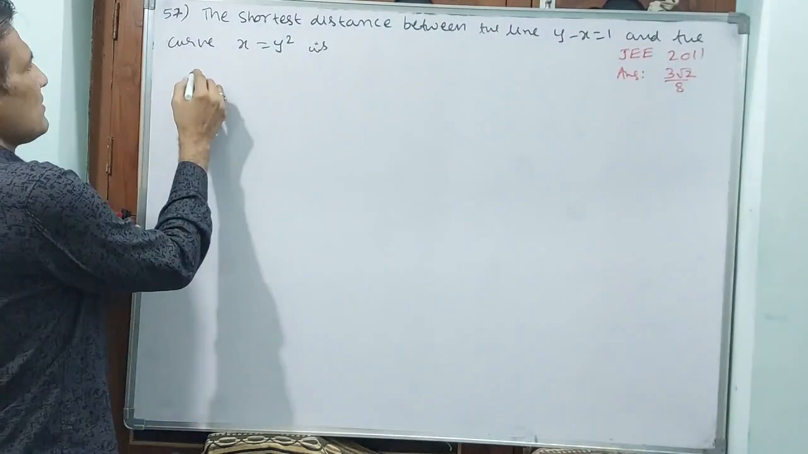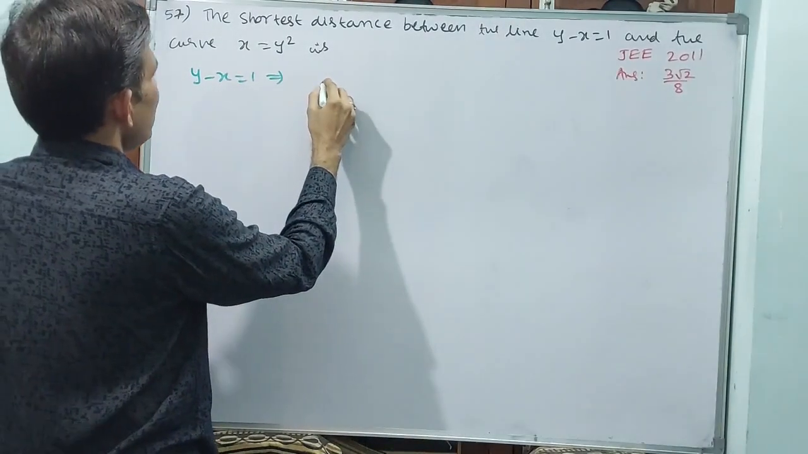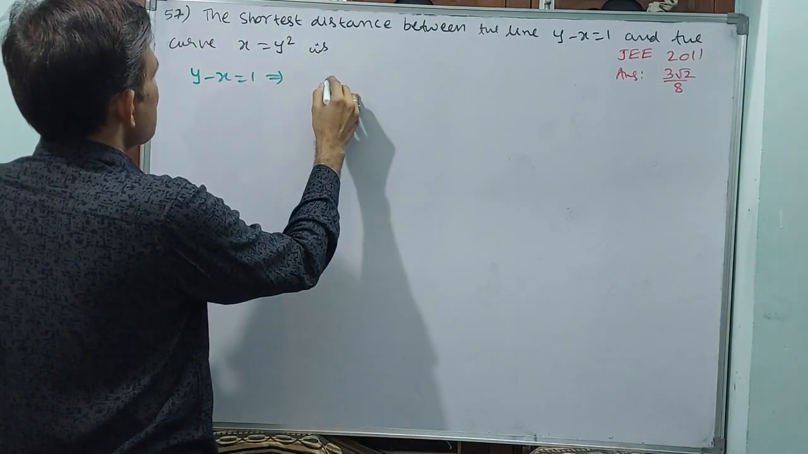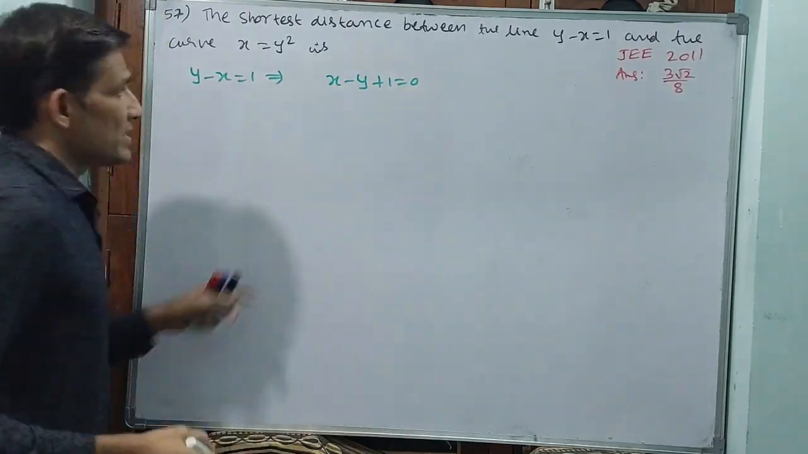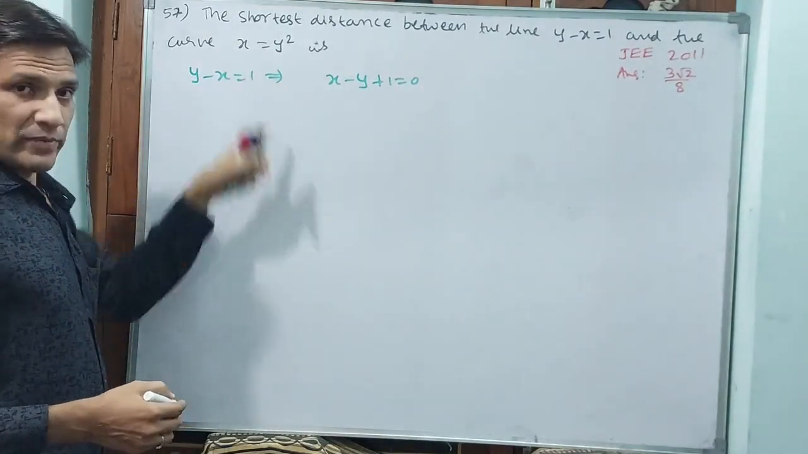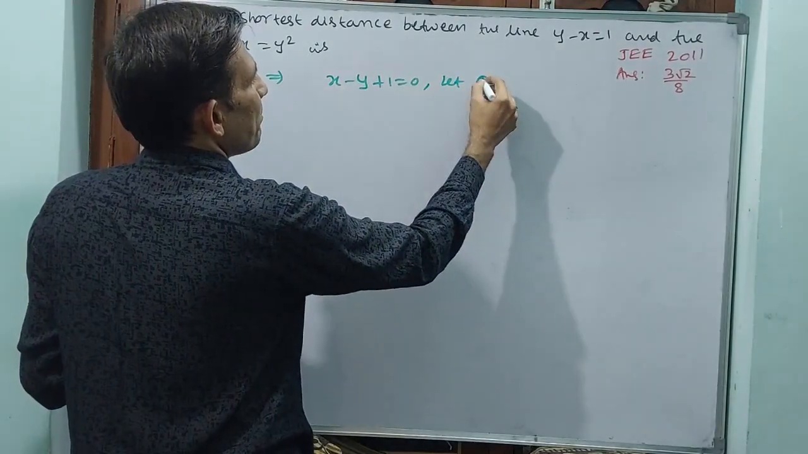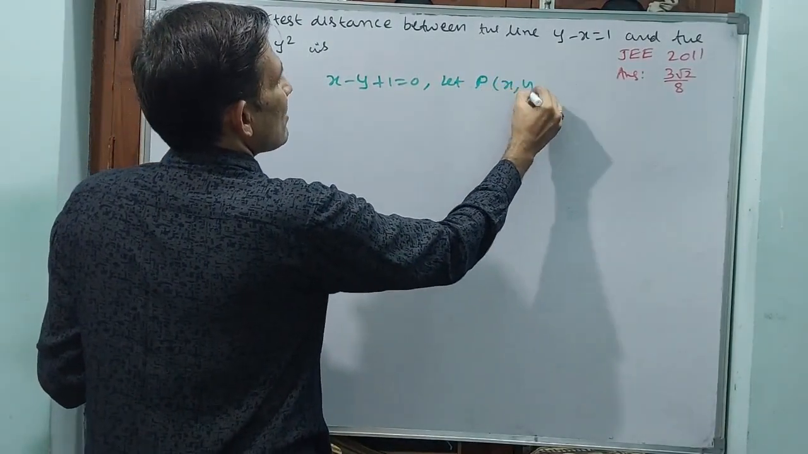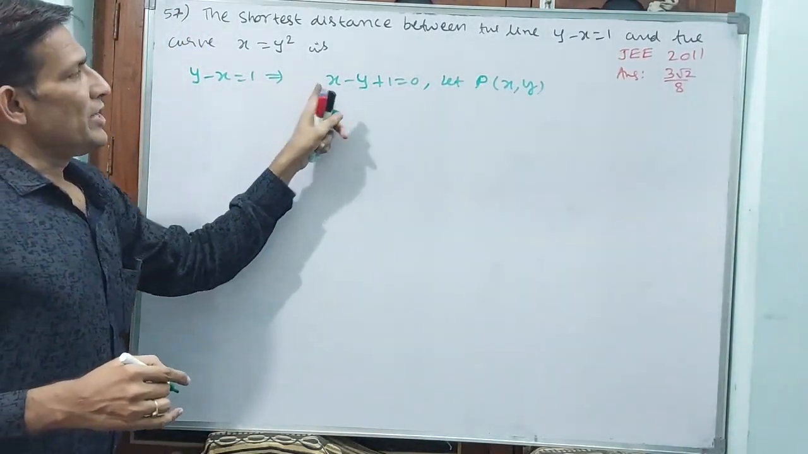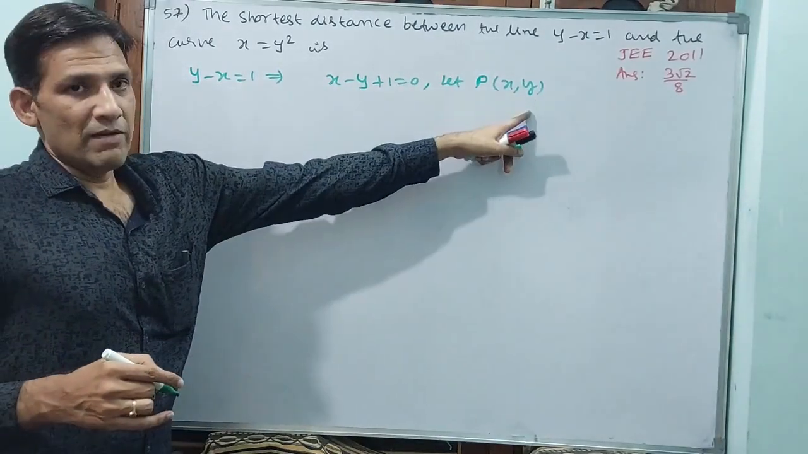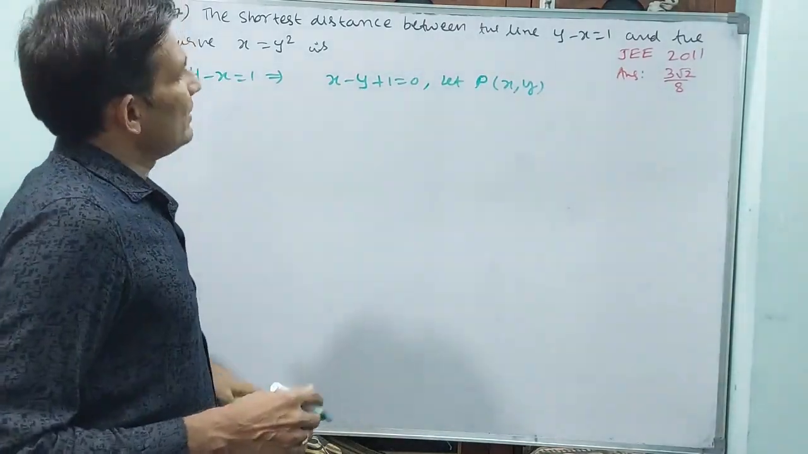Once again I will write the line: y minus x is equal to 1 implies x minus y plus 1 equal to 0. Why? Because I have to write it in ax plus by plus c form, since I want to find the perpendicular distance. Also let the point be P(x, y). Don't worry, these x and y are different; we have to take a x1 plus b y1 plus c. Here 1 will come, here x will come. That is not a problem.